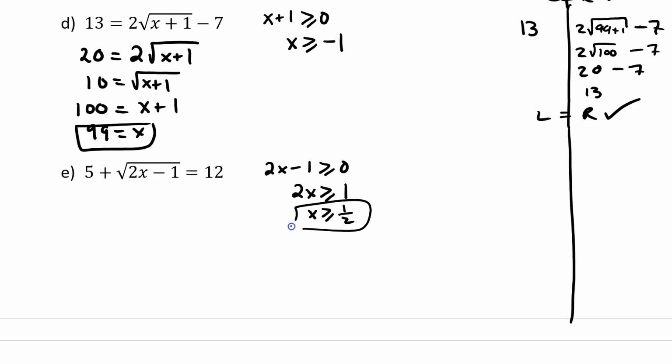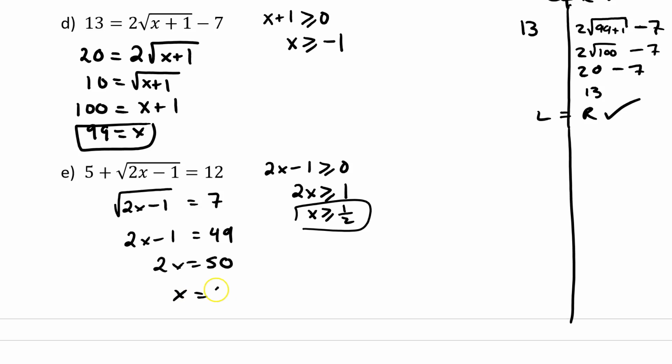Great. So we're going to isolate the variable again, subtract 5 from both sides. So that's square root of 2x minus 1 equals 12 minus 5, which is 7. Square both sides. 2x minus 1 equals 49. Add 1 to both sides. 2x equals 50. Divide by 2. 25. So I'm going to substitute that in to verify it.